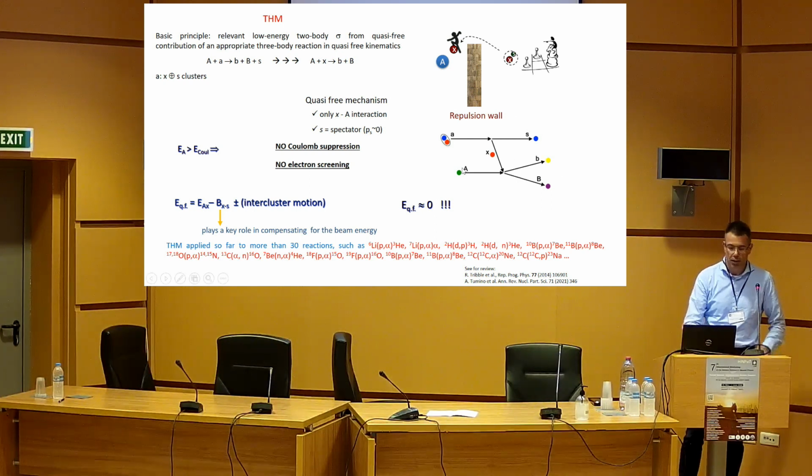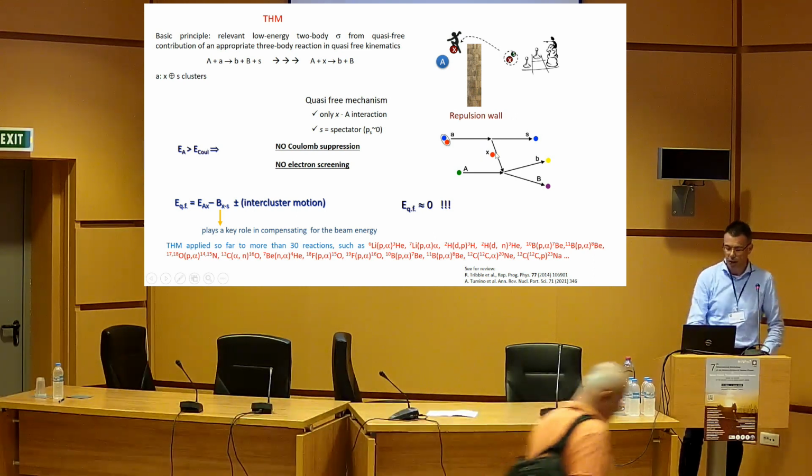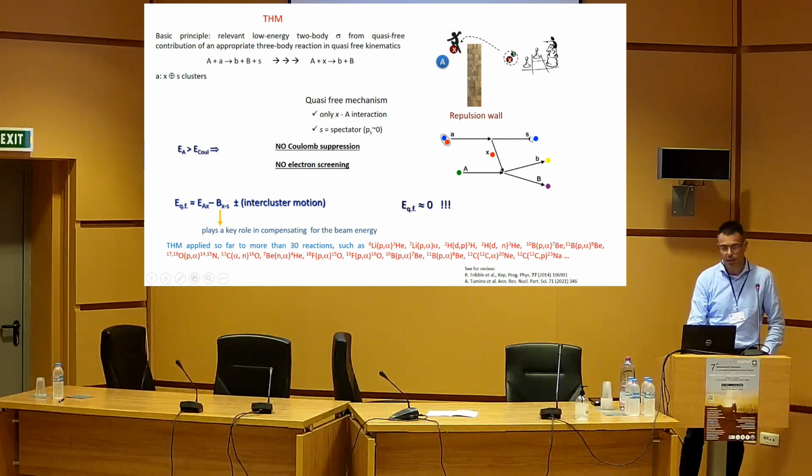So the trick of the Trojan horse, like in Greek mythology, is to hide particle X inside the Trojan horse nucleus, which is particle A, which is composed, so it has a very well-pronounced structure, as X plus S. What's the reason of S?